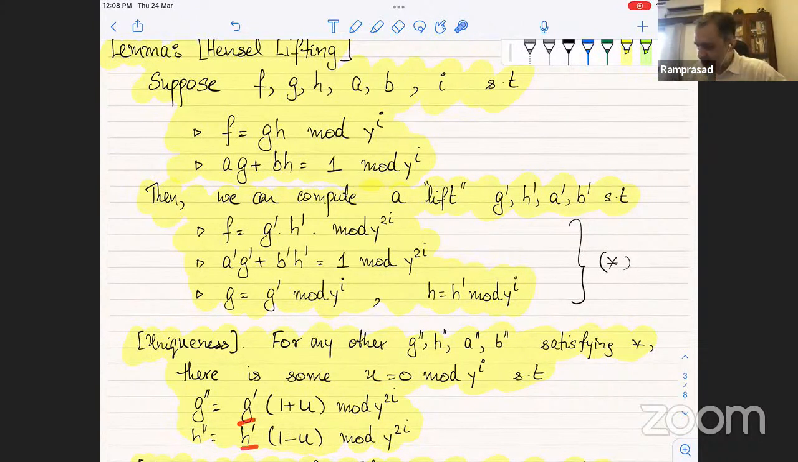So g double prime h double prime is equal to g prime h prime into (1 plus u) into (1 minus u), which is like 1 minus u squared, and u squared is divisible by y power 2i. Okay, so there's some notion of uniqueness. That is, if you're willing to tolerate multiplications by terms of the form 1 plus u or 1 minus u, any lift that people compute, they're actually the same.